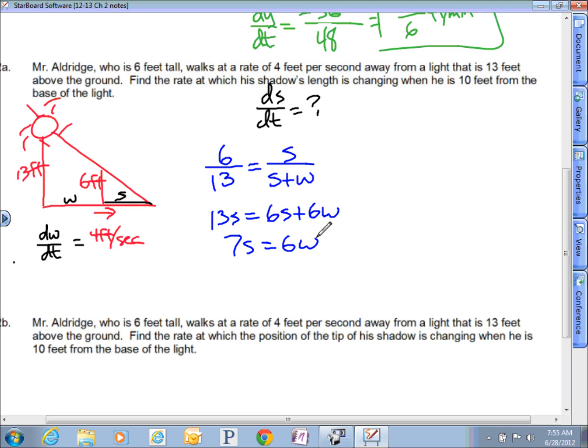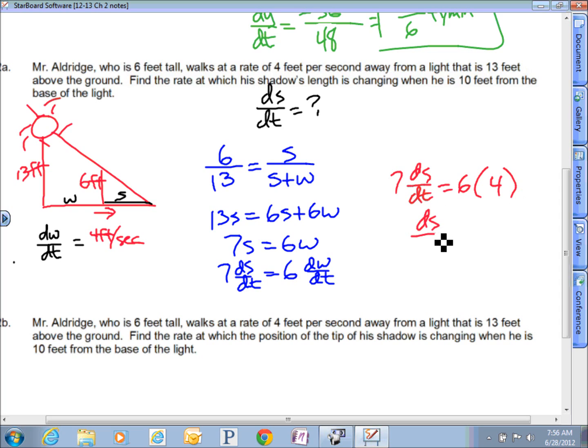That's a relationship between variables. We've done enough related rates problems now that I hope we realize, let's take the derivative with respect to time. So 7 dS/dt is the same as 6 dW/dt. Fill in your values. dS/dt is what I'm trying to find. dW/dt was given to be 4. So I have 7 dS/dt equals 6 times 4, so dS/dt is 24/7 feet per second.